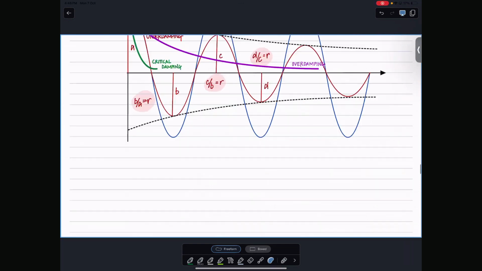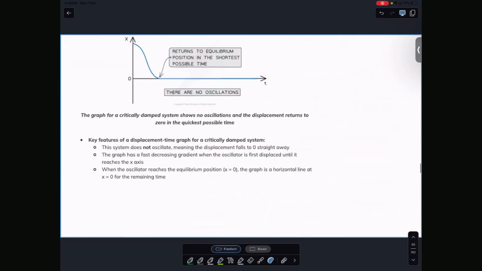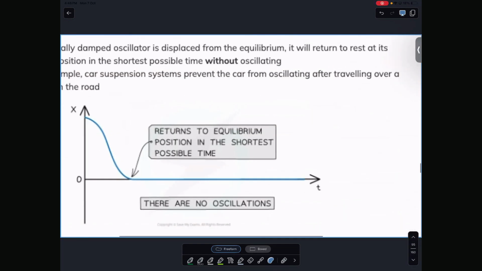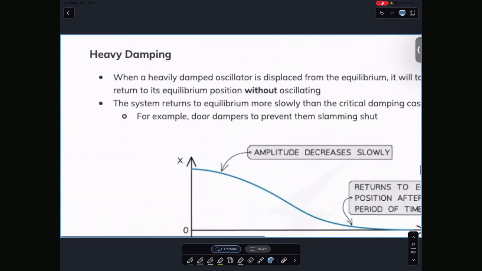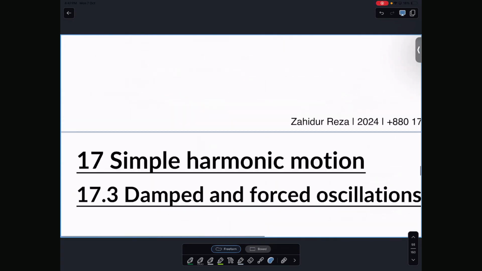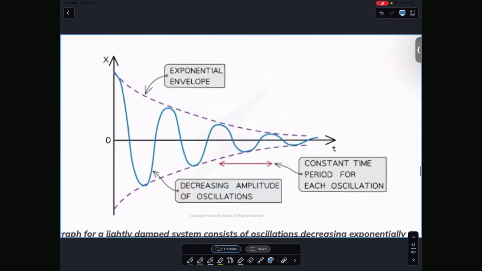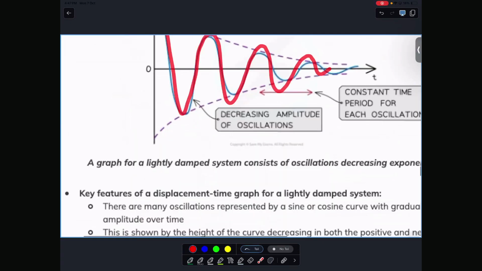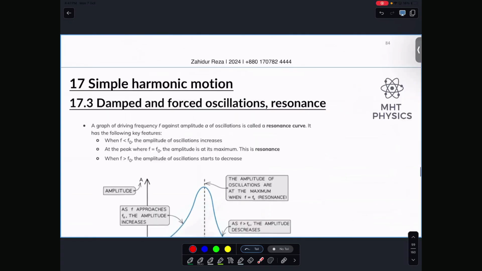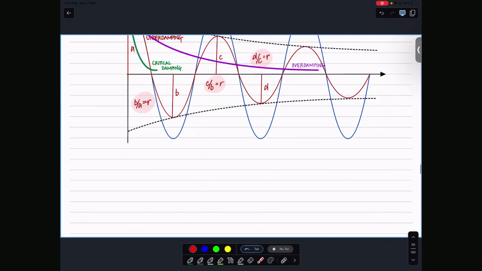Okay, so yeah, this one that you see here is your critical damping. This one that you see here is your heavy damping. Then the one you see here is your under damping. Do you see that the exponential envelope, the graph that you are stuck between those two, right? And the other one is undamped. Okay, so all of them here together so that you can compare.